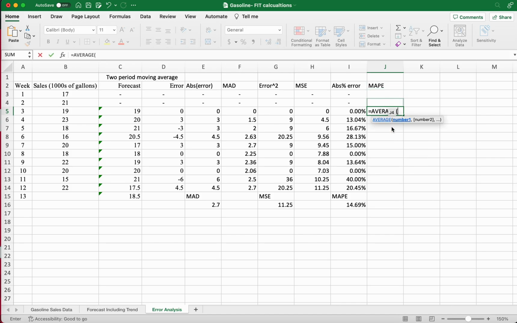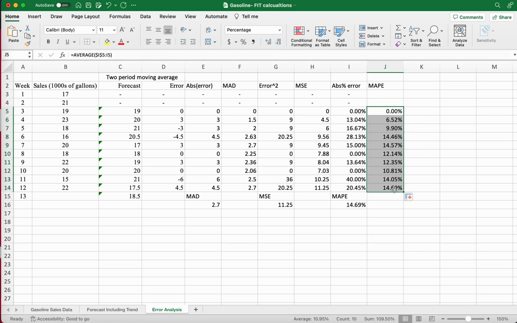Same thing that we did before. We say average, start at this number, fix the top portion, end at the same point, and then copy the formulas down. And there you go, 14.69% error. That's pretty much it, right? So that's the mean absolute percentage error.